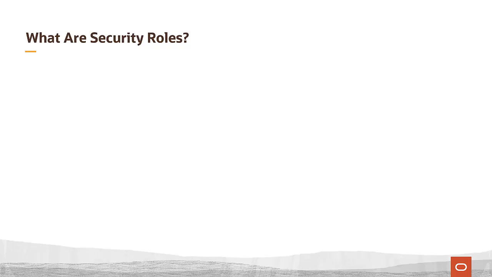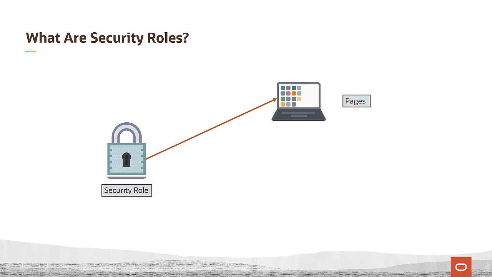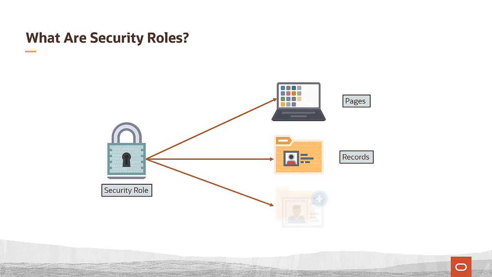So, what are security roles? You can think of a security role as a role that grants access to the application. For example, access to application pages, such as My Help Desk, access to records, such as help desk requests you have filed, and actions that are available to you on a page, for example, create a new help desk request.